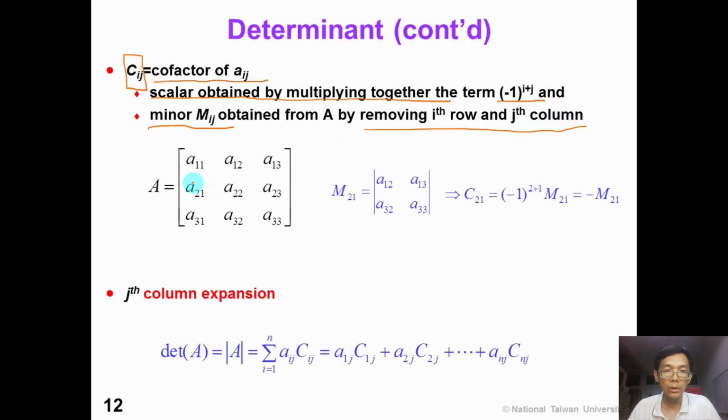For example, for the term A21, the cofactor of A21 is equal to -1 to the power of 2 plus 1, which is i plus j, multiplied by the minor matrix M21. M21 can be obtained by crossing out the second row and the first column. So we have this matrix.